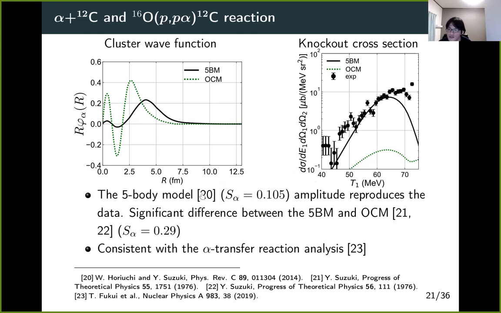And again, this is because of the peripherality. So again, we are not looking at the spectroscopic factor in a cross section or in reaction observables, but what we see is the amplitude in the surface region.